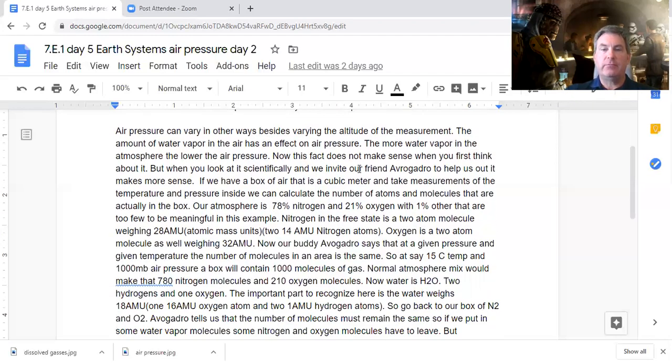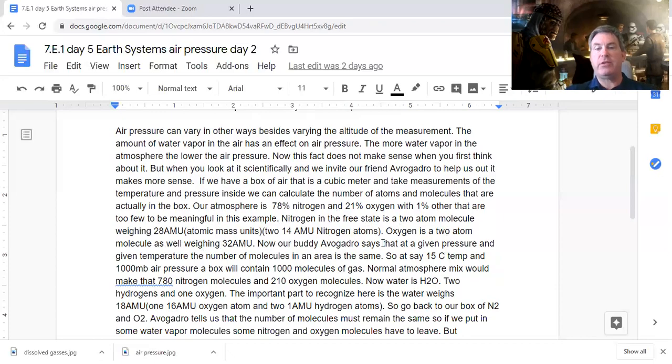These two atoms put together are bonded together, and so they become a molecule. That's why I keep saying the word molecule, because it's not just individual atoms of pretty much anything that's floating around the atmosphere. So nitrogen is two atoms bonded together in a molecule, and they weigh 28 AMU, which is atomic mass units. That's the total of two 14 AMU nitrogen atoms. Oxygen is a two-atom molecule as well, weighing 32 AMU. That's two 16 AMU oxygen atoms.